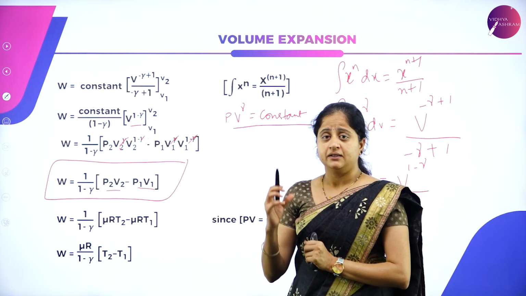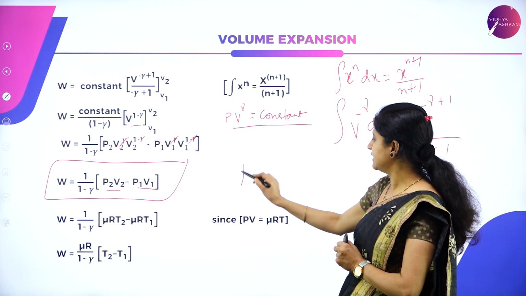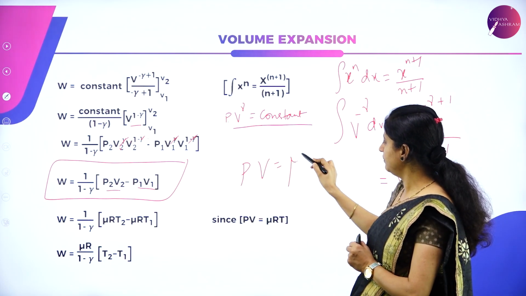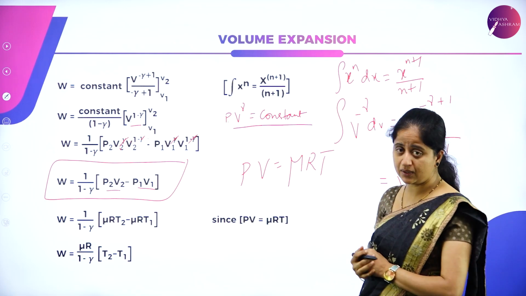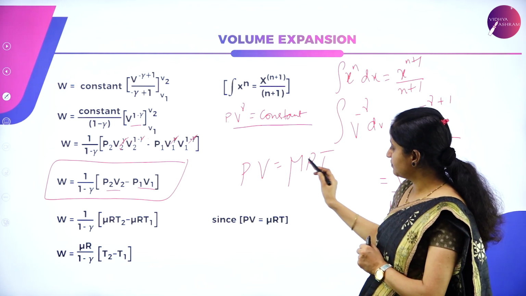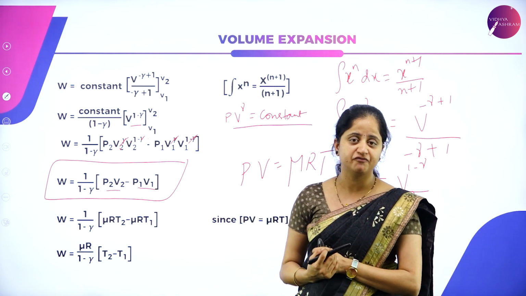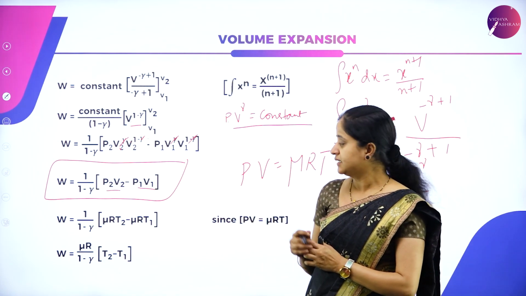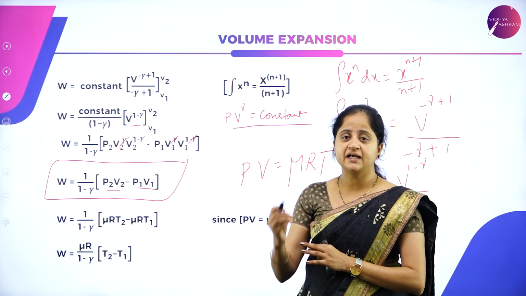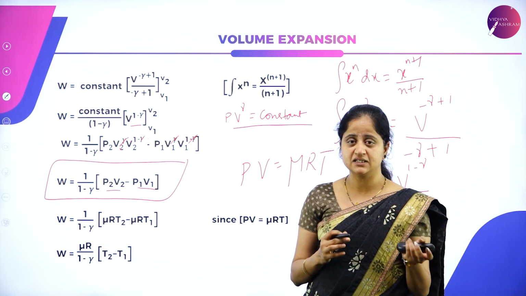According to the equation of ideal gas, we know that PV is equal to mu RT. This is the ideal gas equation. Now PV equals mu RT, but we have here P2 V2. These are the variables of pressure and volume after the expansion, and then temperature can also be taken in terms of final temperature and initial temperature.